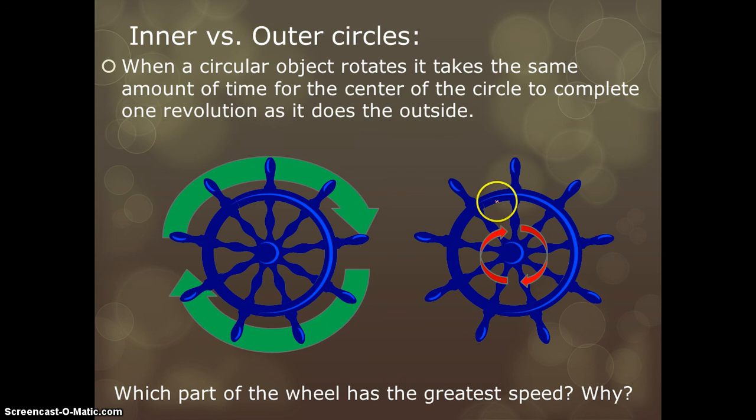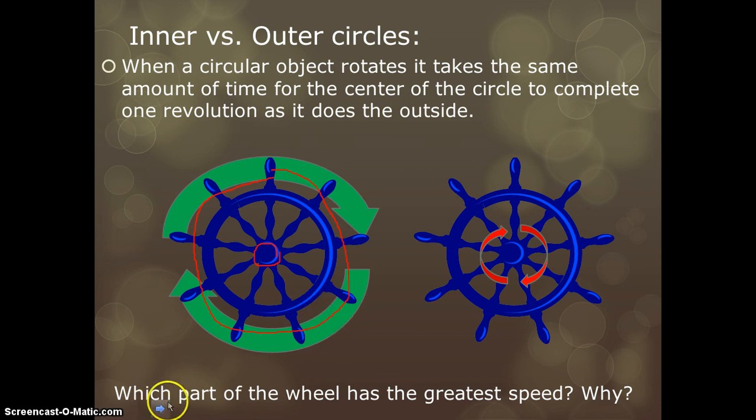I want you to look at these two wheels in your notes. What it says is when a circular object rotates, it takes the same amount of time for the center of the circle to complete one revolution as it does for the outside of the circle to complete one revolution. The reason is because it's on the same object. They have to be moving at the same speed because they're on the same object. It takes the same amount of time.